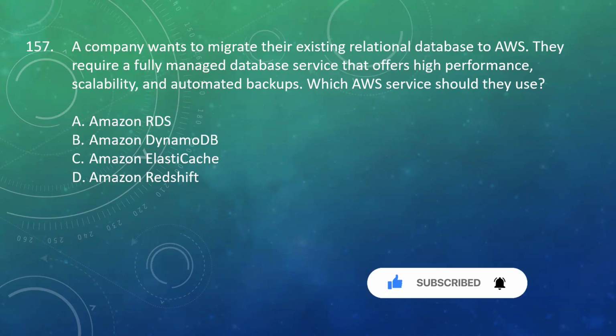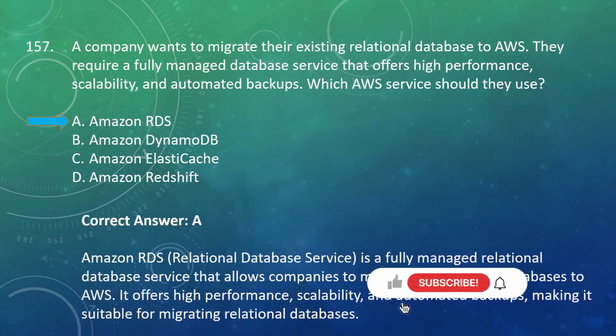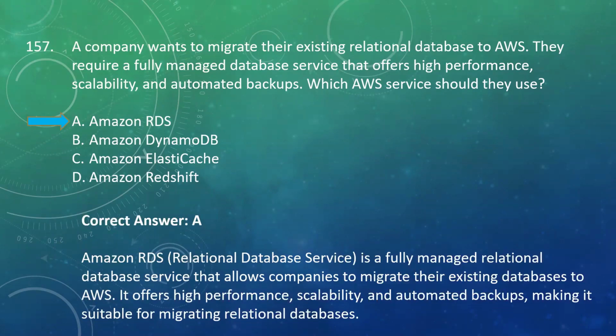And the correct answer here is option A, Amazon RDS, which is a fully managed relational database service that allows companies to migrate their existing databases to AWS. It offers high performance, scalability, and automated backups, making it suitable for migrating relational databases. Amazon ElastiCache is an in-memory caching service, and Redshift is a fully managed data warehousing service here. So they are obviously not the correct choice in this case.